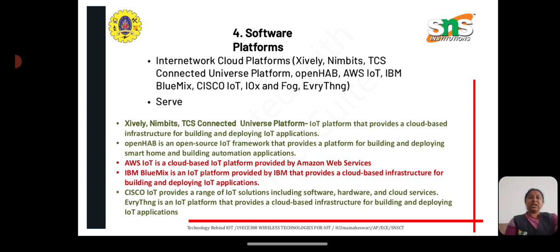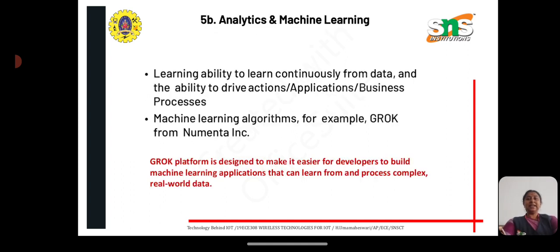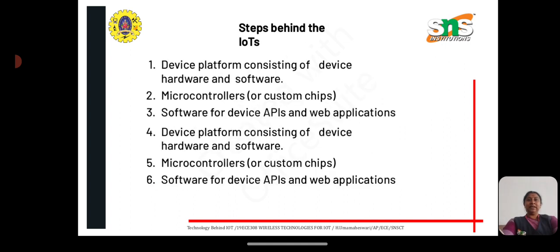Software platforms. Here Nimbus, TCS connected universe platforms, OpenHAB, IBM, Cisco IoT are used as the software platform. Then analyzing the data, streaming data, which is used for data visualization. Analytics and machine learning are mainly used with machine learning algorithms, for example Grok from Numenta. It is designed to make it easier for developers to build machine learning applications that can learn from and process complex real world data.